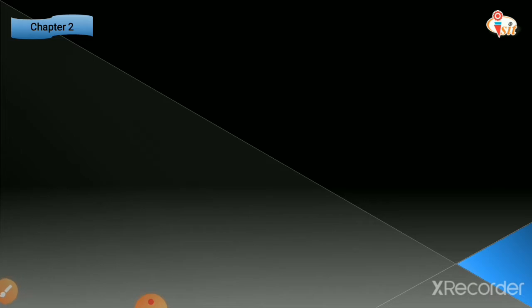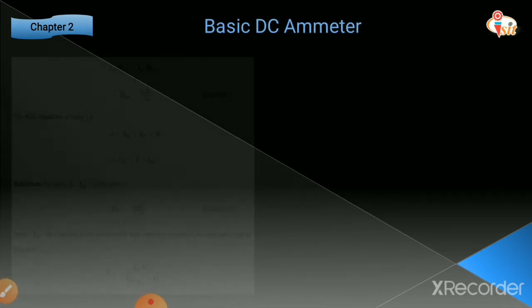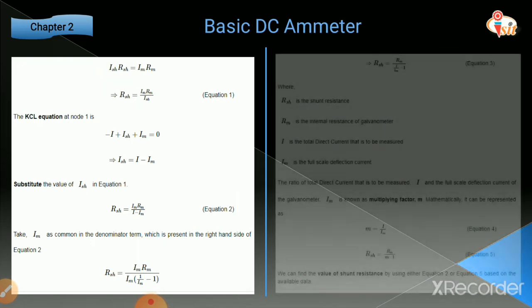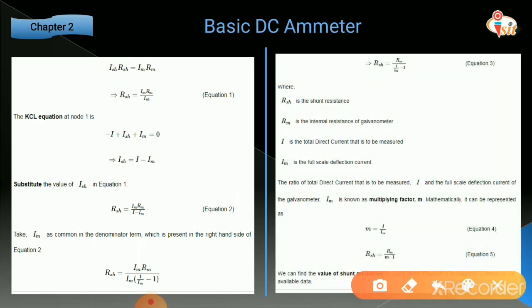Now I am going to show you the derivation of the basic DC ammeter. Now see here one by one. In a parallel circuit, voltage is the same, that is why ISH RSH is equal to Im into Rm.